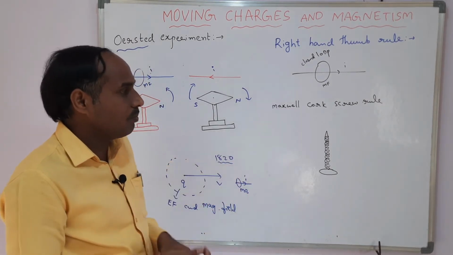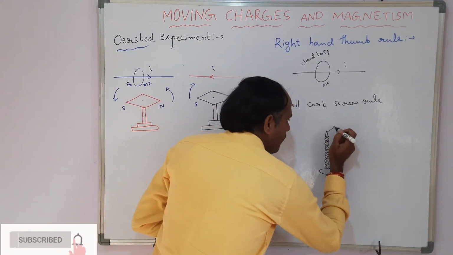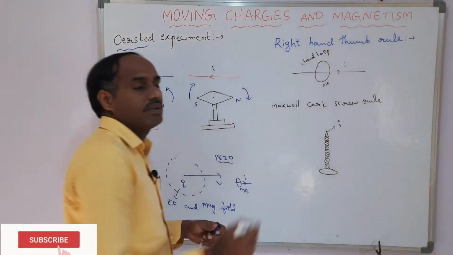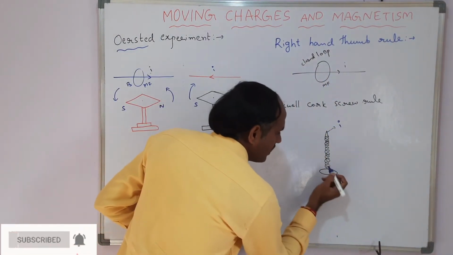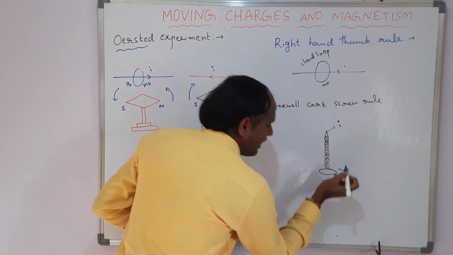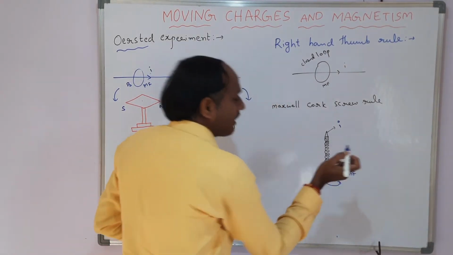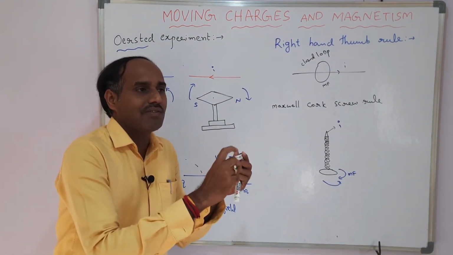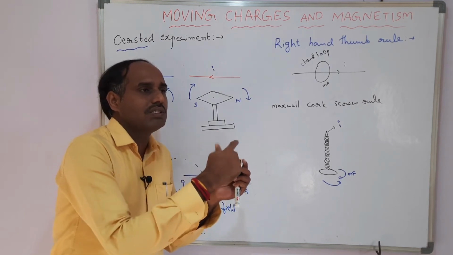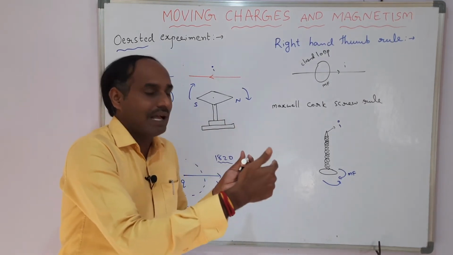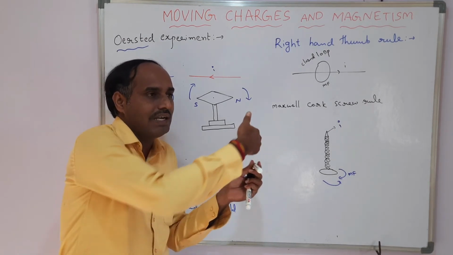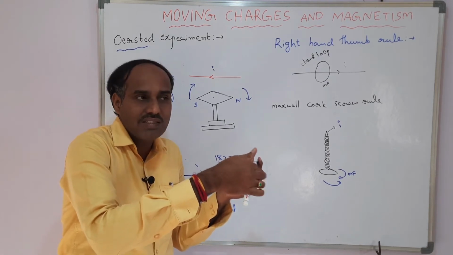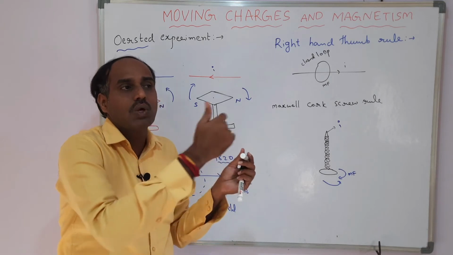Now, according to the Maxwell corkscrew rule, when the tip of the screw is advancing in the direction of current, then the rotation of the screw, either clockwise or anti-clockwise, gives the direction of the magnetic field. If you observe here, when I advance this, I am rotating clockwise so that it goes inside. When the current goes inside, the magnetic field is clockwise. When I take it outside, which means the current is away from the plane of the paper, the direction of the generated magnetic field is outward.